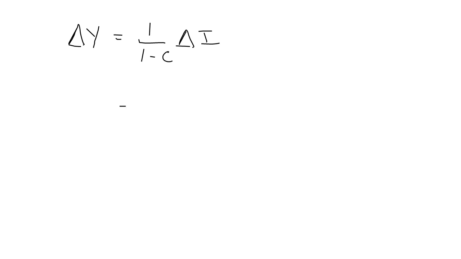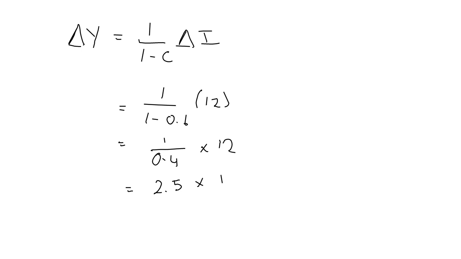So in this case, what we found with this specific formula was 1 over 1 minus 0.6, multiplied by the change in investment spending, which is 12 million, which has been put into this. This would be 1 over 0.4, which is 2.5, times 12. And this would then be 30 million. So this is the simpler way of getting to that result, 30 million.